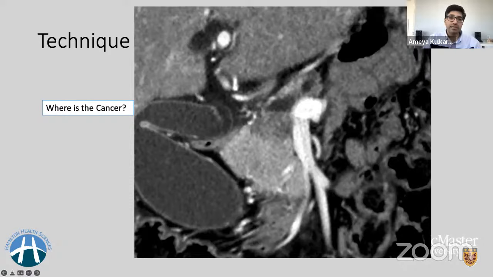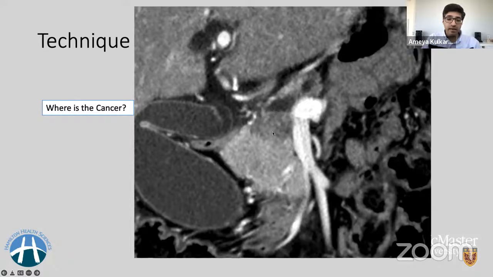This is a coronal CT examination obtained in pancreatic parenchymal phase, and now you start to see the tumor because now the tumor does not enhance as brilliantly or it's not as dense as the residual or normal pancreatic parenchyma, and you can distinctly see this mass in the head of the pancreas.